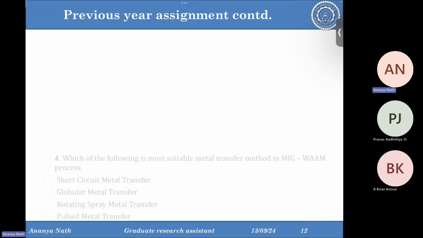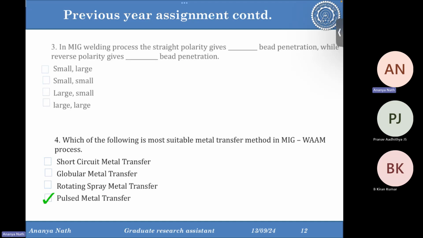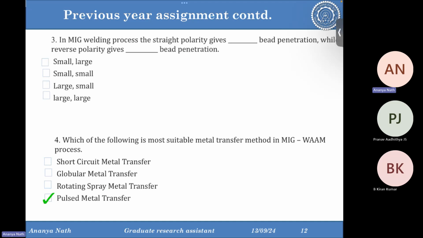The next question is: which of the following is the most suitable metal transfer method in MIG? It's pulse metal transfer, meaning if you are using AC. Then in the MIG welding process, the straight polarity gives dash bead penetration, while reverse polarity gives dash bead penetration. What should be the answer?